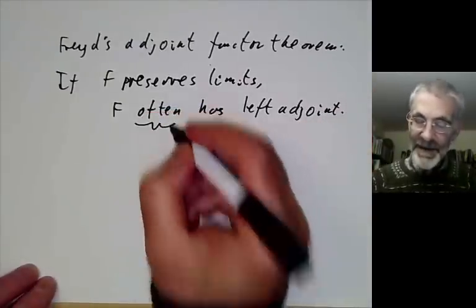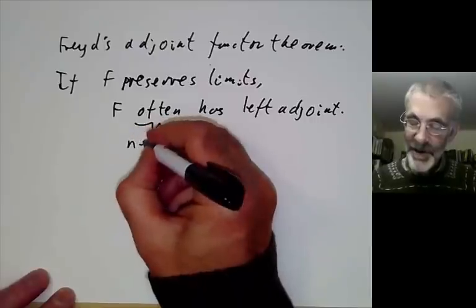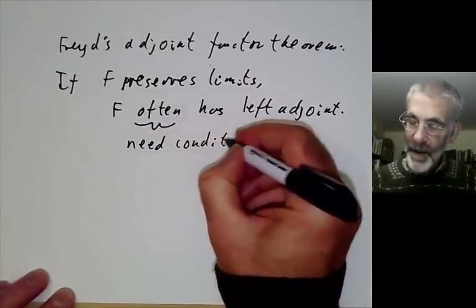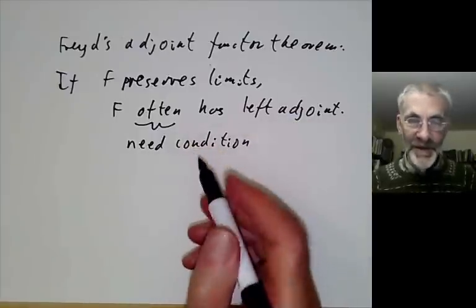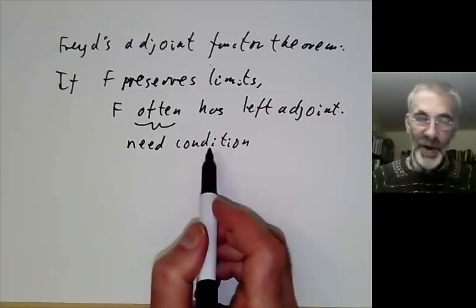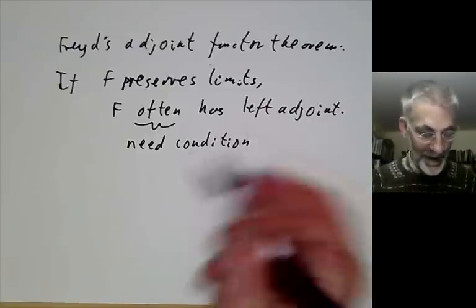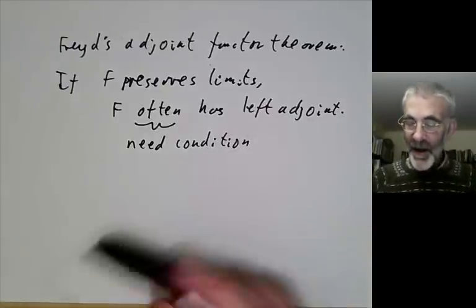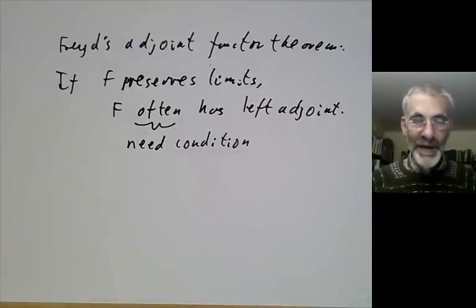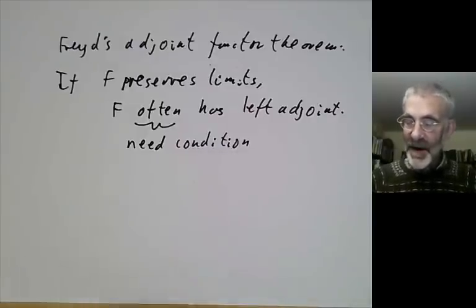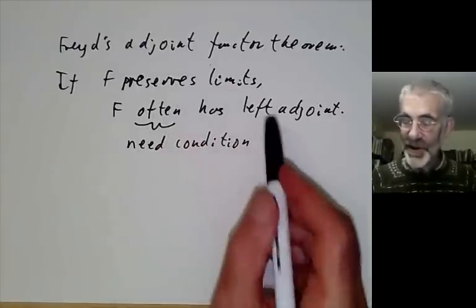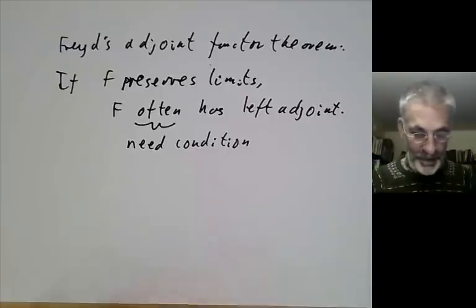And often means we need some extra condition, which is, well, first of all, there are several different versions of this theorem giving various conditions. What all these conditions have in common is they're totally unmemorable. I can never remember what they are. This doesn't really matter because they're nearly always satisfied in practice. So if you've got a functor that preserves limits, there's a pretty good chance that it has a left adjoint.